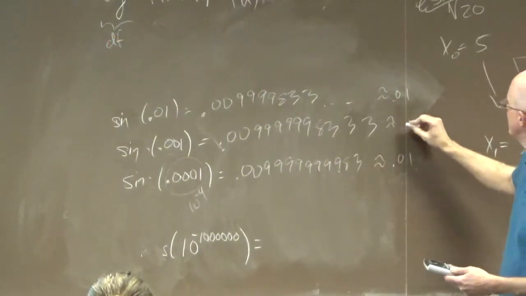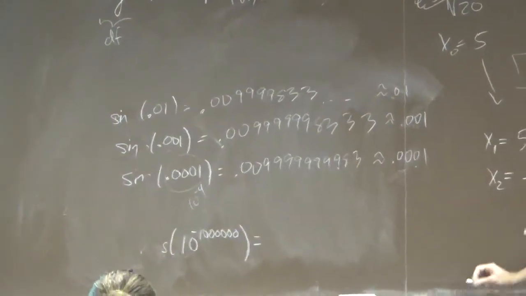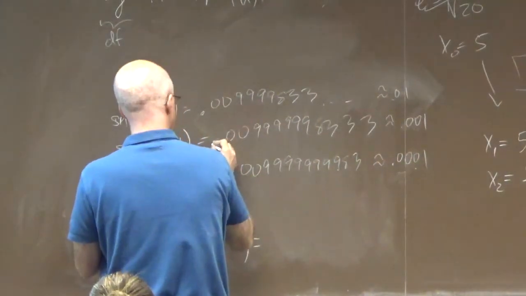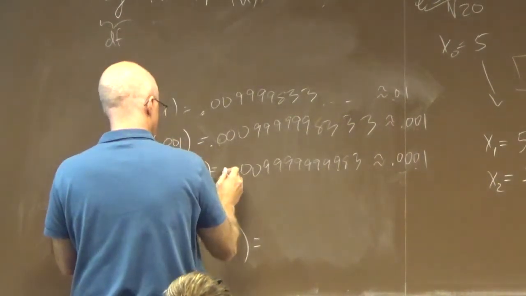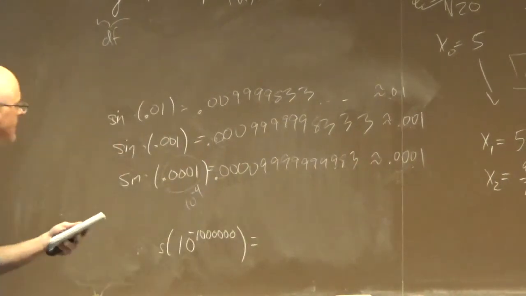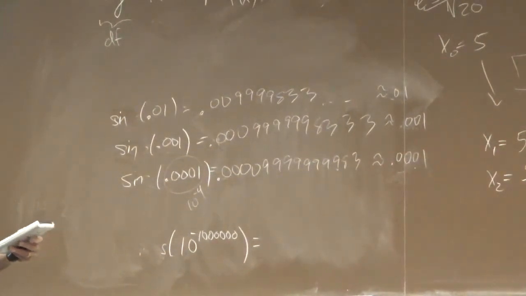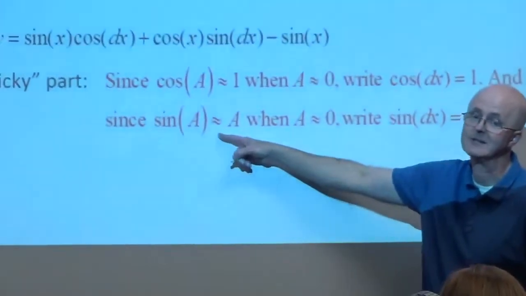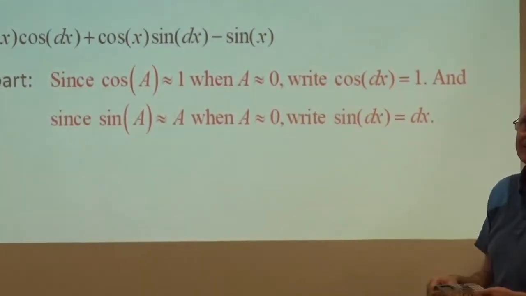Oops, excuse me, sorry. I've got to change the number of zeros. Oh, and I'm doing it wrong. This one has 3 zeros in it. This one has 4 zeros. Sine of A, when A is really close to 0, is definitely very close to A itself. So let's just say sine of dx is dx.